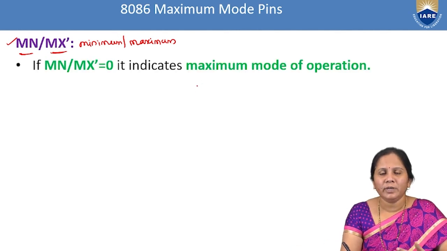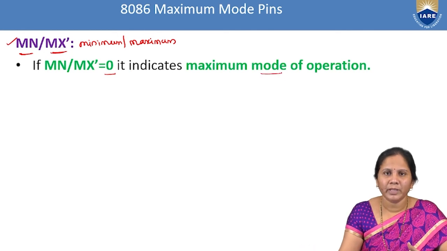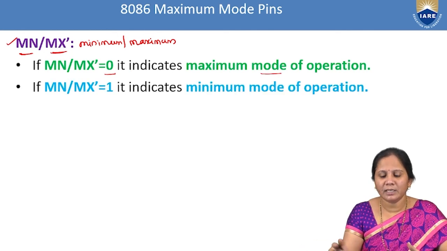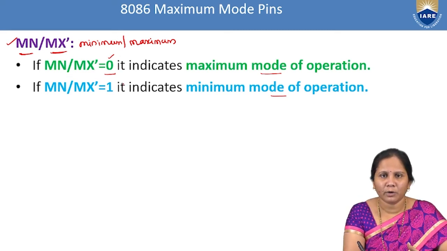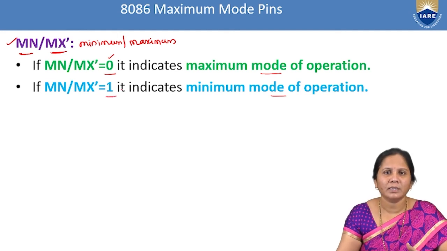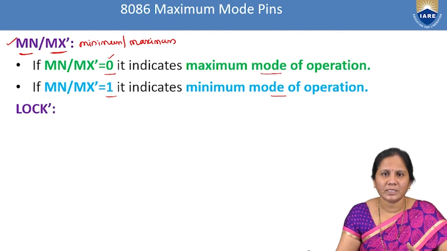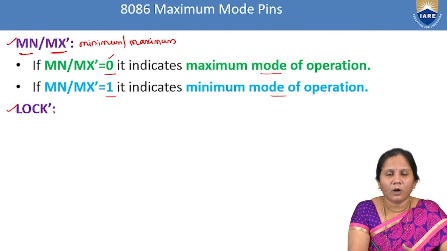As the 8086 microprocessor has two modes of operation, when the MN/MX bar signal is equal to 0, it will operate in the maximum mode. And when the MN/MX bar signal is 1, it will act in the minimum mode. Making this signal 0 means we have to connect the MN/MX bar signal to ground, and making it 1 means we have to connect it to VCC.